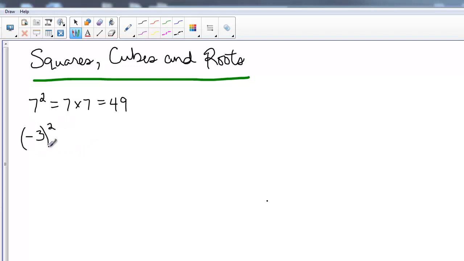Whatever I'm squaring, if it has a negative, is going to need some brackets to tie it all together. Negative 3 squared means take negative 3 times negative 3, which of course is 9.